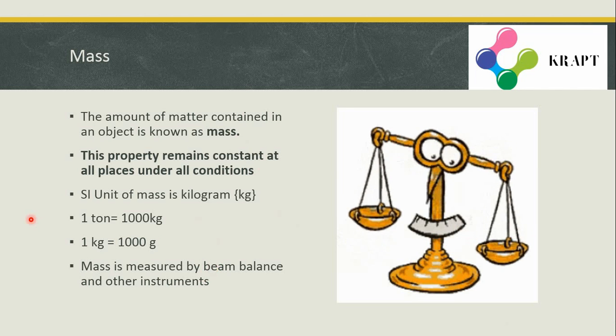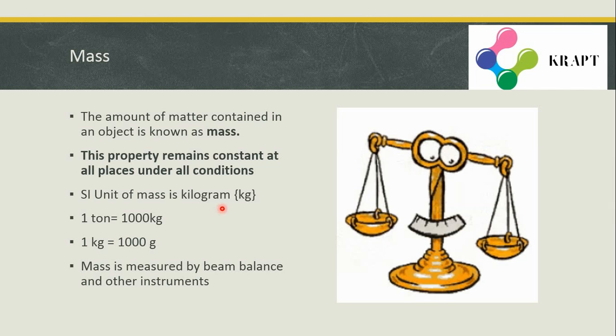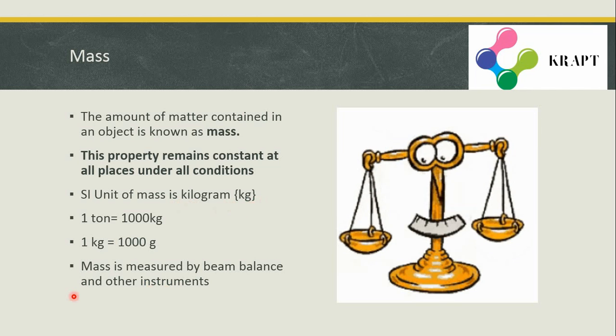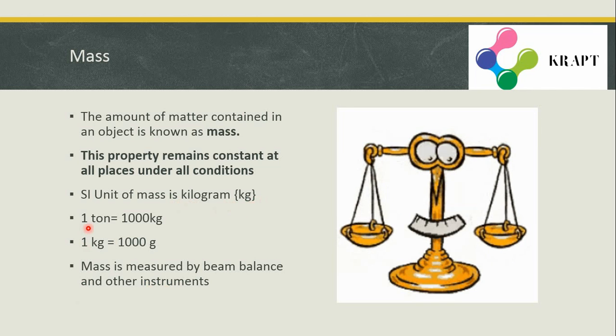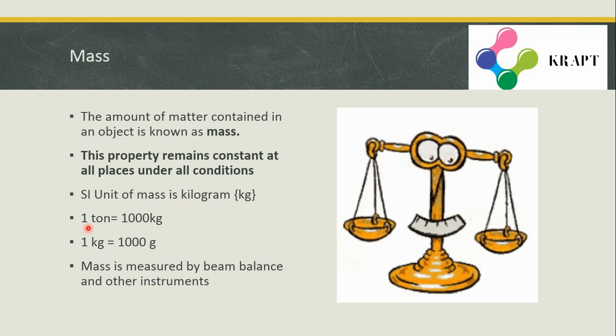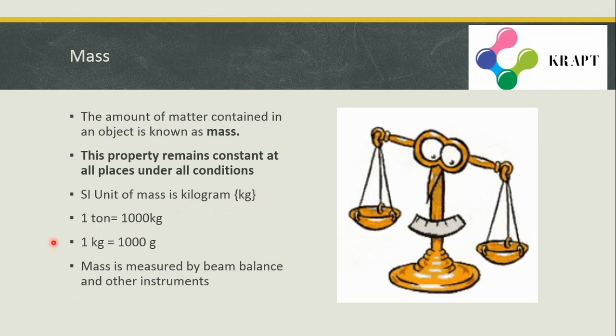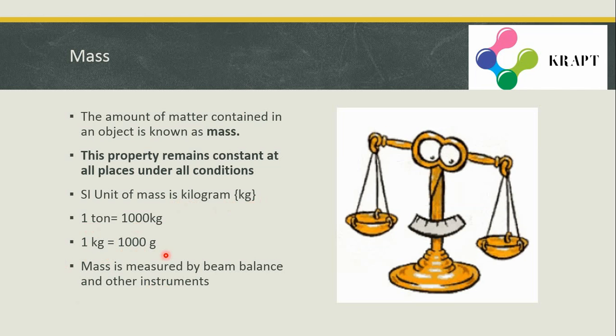Okay, so now let us see the SI unit of mass. SI unit of mass is kilogram, which is kg. There is one more CGS unit of mass, which is gram. Now let us see some other units of mass and some derivations. So 1 ton is equal to 1000 kg and 1 kg is equal to 1000 gram.